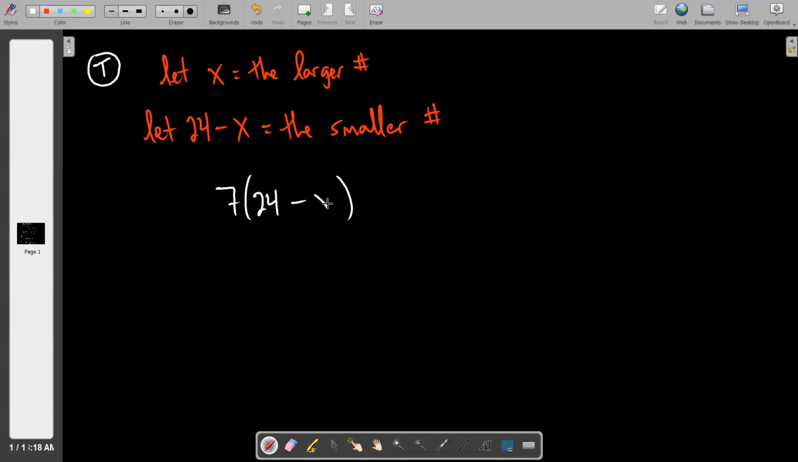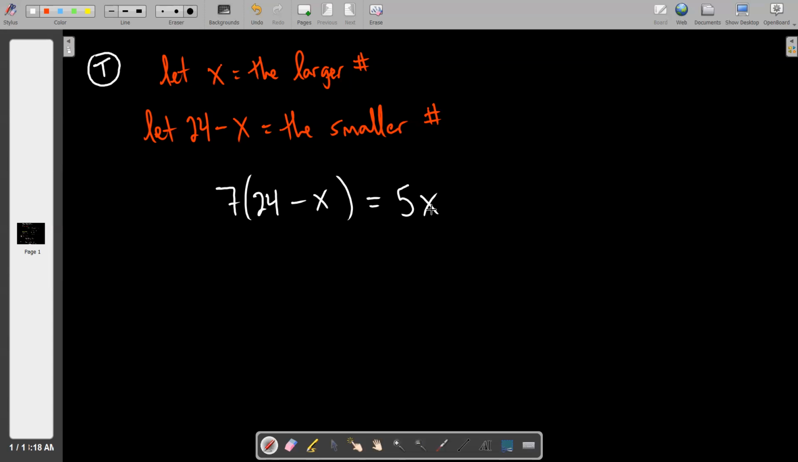24 minus x is the same as, so I know what to put for that. Got a sign for that in math. It's called an equal sign. Is the same as 5 times the larger number. And what's the larger number? Good.